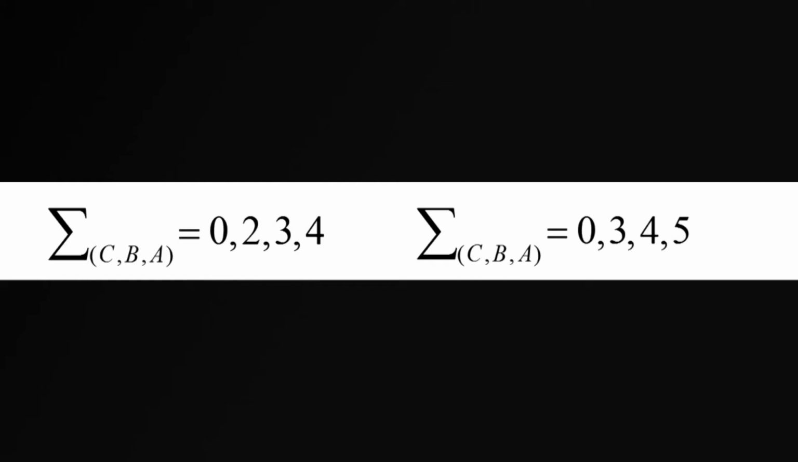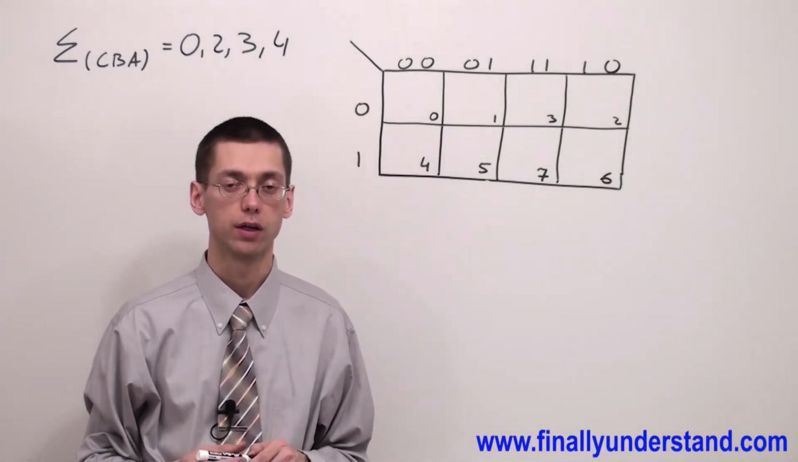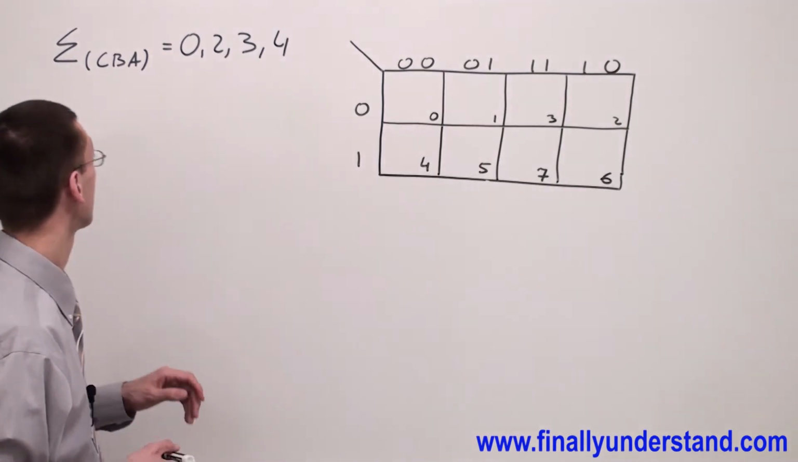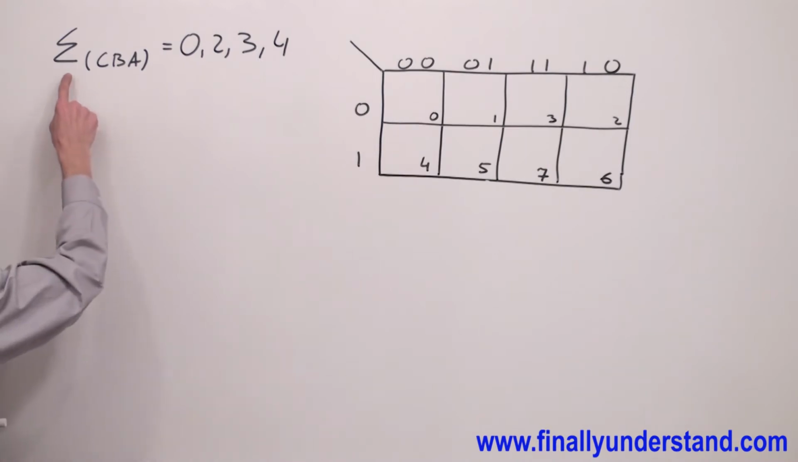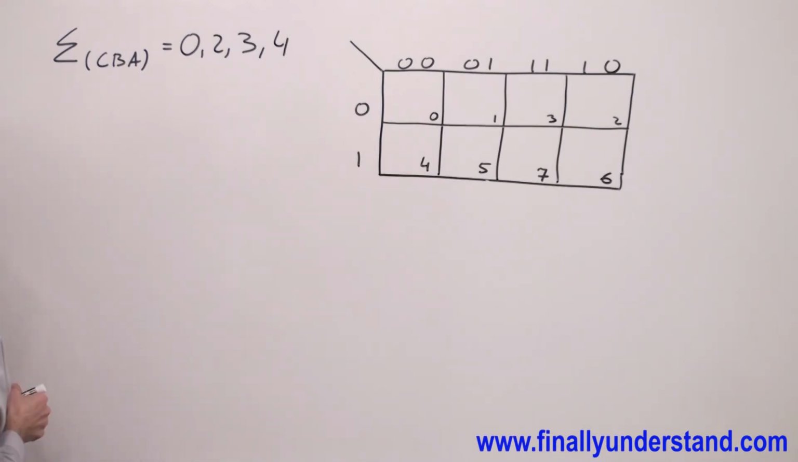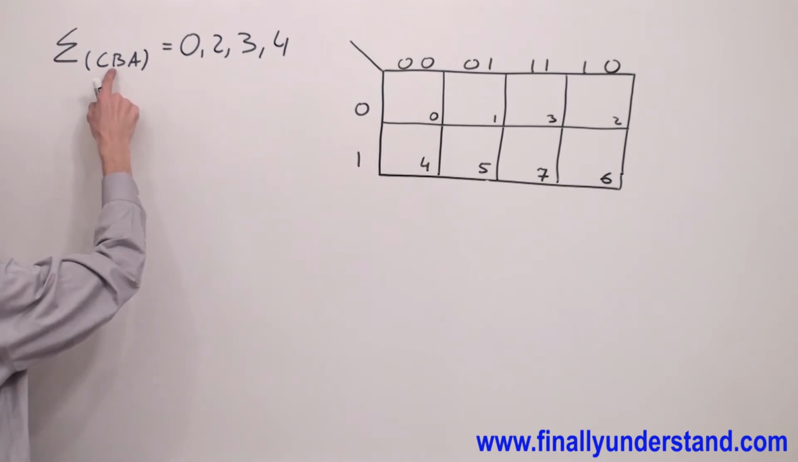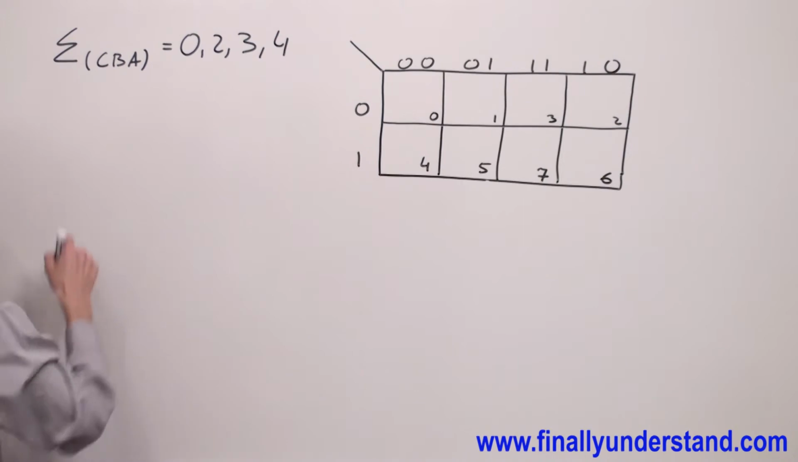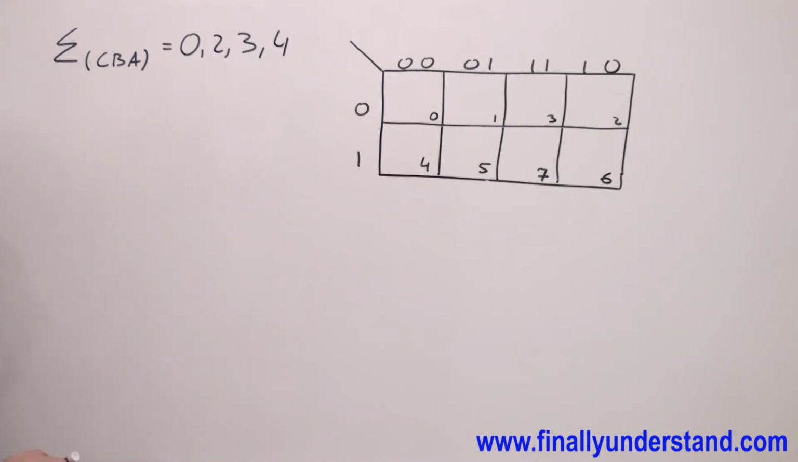Let's take a look at this example. This time we are going to deal with a three-variable Karnaugh map. Anytime you see a problem looking like this, it means that we are going to deal with the sum of the products, where we are going to have terms which contain three variables, where C is the most significant bit and A represents the least significant bit.